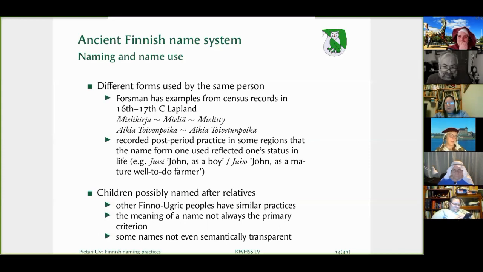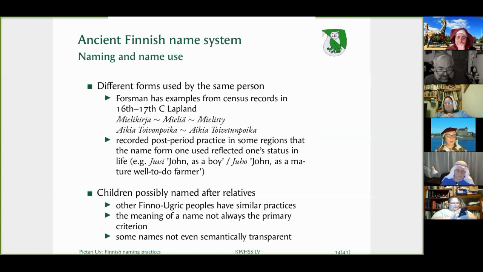The given names in this early system likely were not exactly constant. There are some later examples where a person was using different forms of the same name root in different documents, and some practices like this have transferred to the next system of names as well.